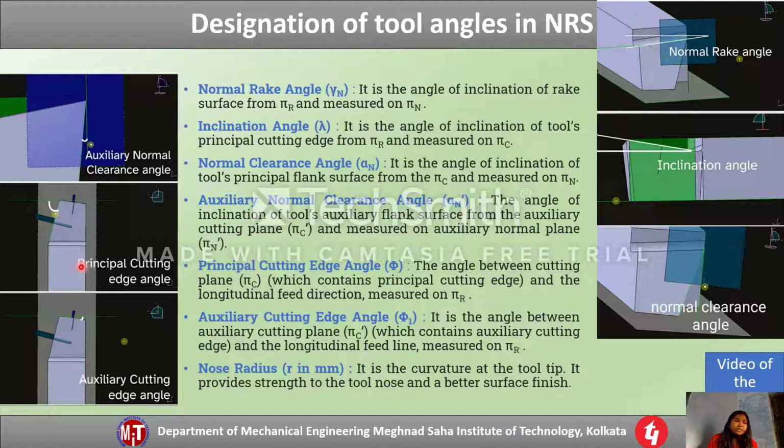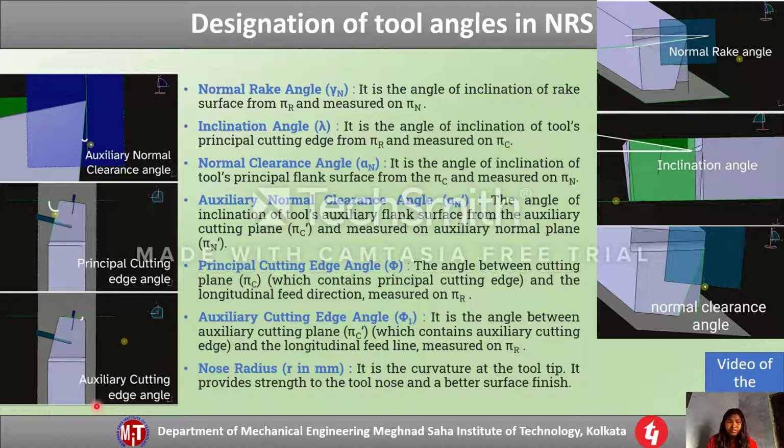If there is an angle for the principal cutting edge, obviously there will be another one for our auxiliary cutting edge. The next one is the auxiliary cutting edge angle, phi 1. It is the angle between the auxiliary cutting plane pi c dash, which contains the auxiliary cutting edge, and the longitudinal feed line, measured on pi r. As you can see, this is our pi r. This is the longitudinal feed, this is our auxiliary cutting edge, and this angle is our auxiliary cutting edge angle.